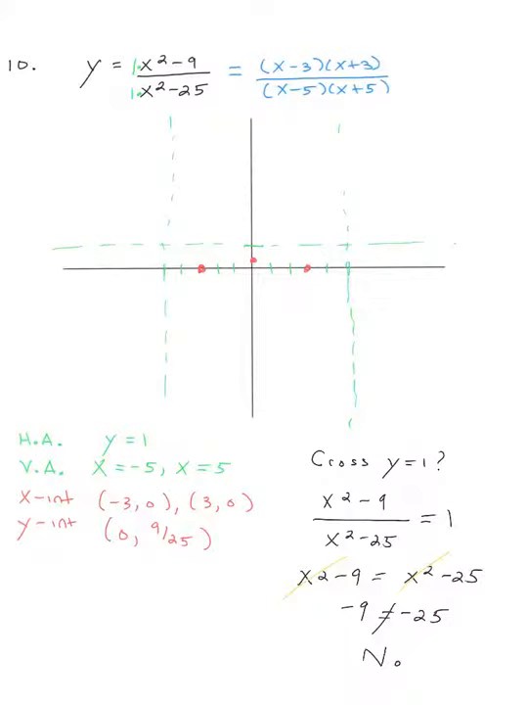I know what my entire graph has to look like. It's approaching the asymptotes, going through the intercepts, and therefore my graph has to be up here and up here. And that's an accurate sketch of the graph.